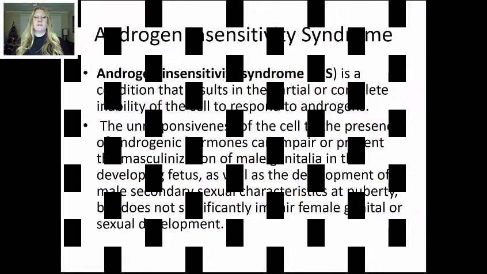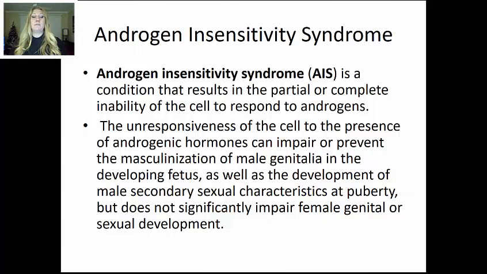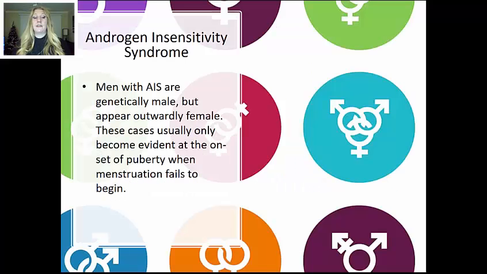AIS is a condition that results in the partial or complete inability of the cell to respond to androgens. The unresponsiveness of the cell to the presence of androgenic hormones can impair or prevent the masculinization of male genitalia in the developing fetus, as well as the development of male secondary sexual characteristics at puberty. But this does not significantly impair female genitalia or sexual development.